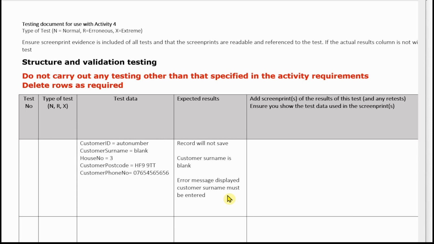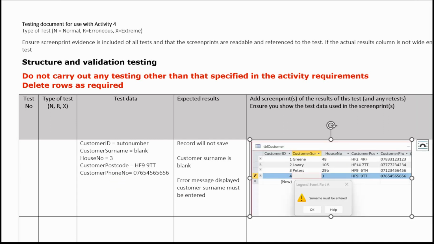So what we do next is we go off to Access, we key these details into that customer record and take an image. And here we have the image showing the data. Auto number is customer ID 4 next. I've left the customer name blank. Number 3 for the house number. Postcode HF9 9TT, and then the telephone number. And it's showing the error message there. Surname must be present and the record's not saved.